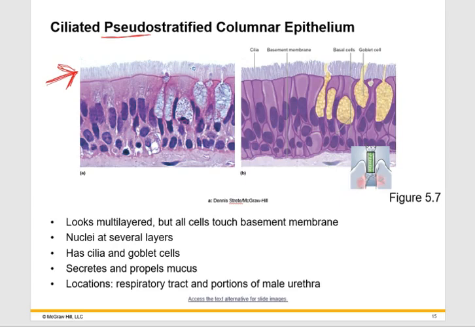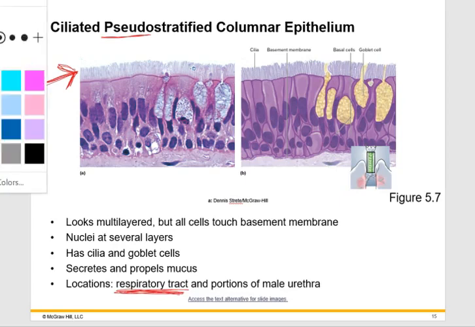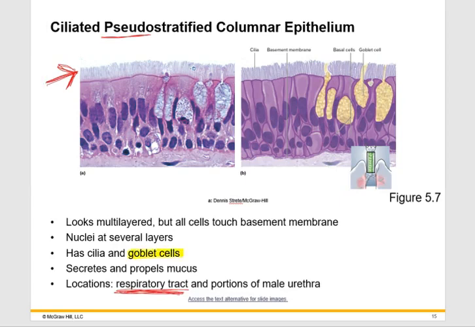We find pseudostratified columnar in the respiratory tract and portions of the male urethra, but that respiratory tract is really the main one you want to remember. This is going to secrete mucus and use those cilia to pull the mucus up your respiratory tract. You'll often hear the term goblet cells. Goblet cells are very specialized ciliated pseudostratified columnar epithelial cells.